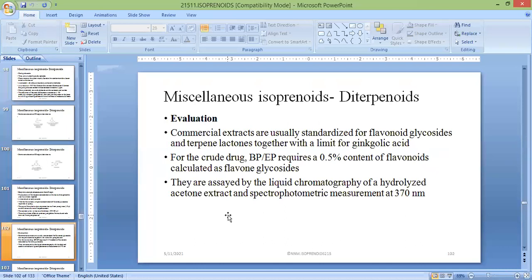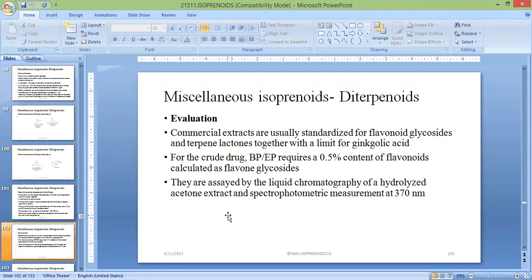Unless maybe you have something to add, because we also discussed this. We can take a 10-minute break and then we come back and do cyanophore glycosides here.